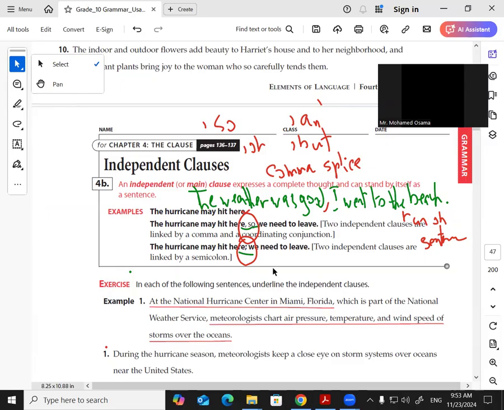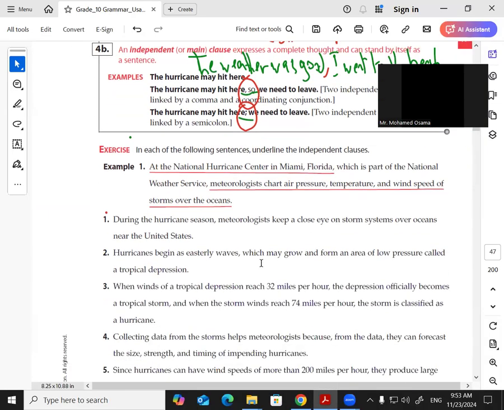That's great. So in this exercise, in each of the following sentences, we underline the independent clauses only. Okay, now let's start.